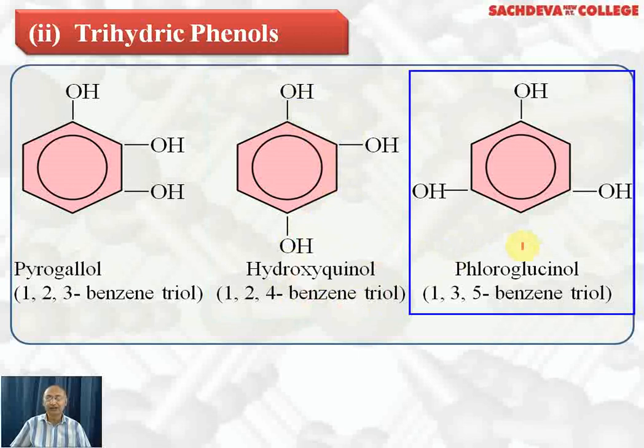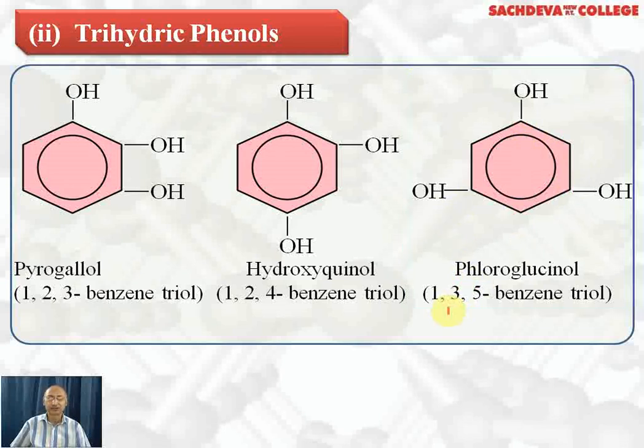This is symmetrical trihydric phenol. The OH groups are at 1, 3, and 5 positions. Common name is phloroglucinol. And IUPAC name is benzene-1,3,5-triol. So these were naming of phenols, trihydric phenols which have 3 OH groups.